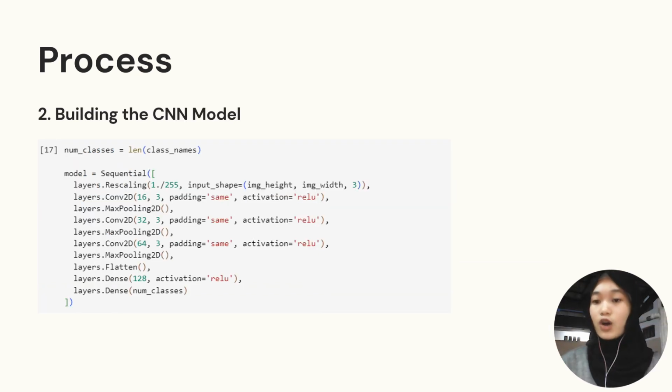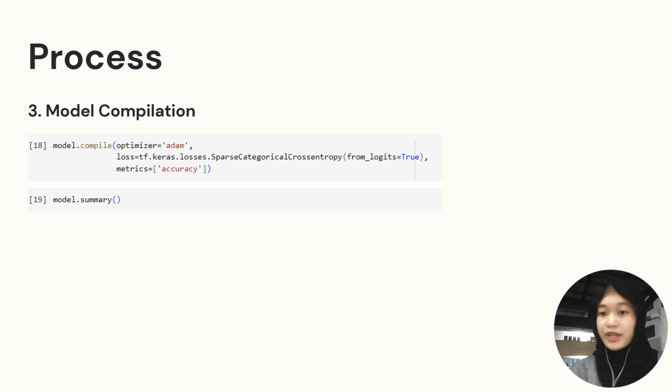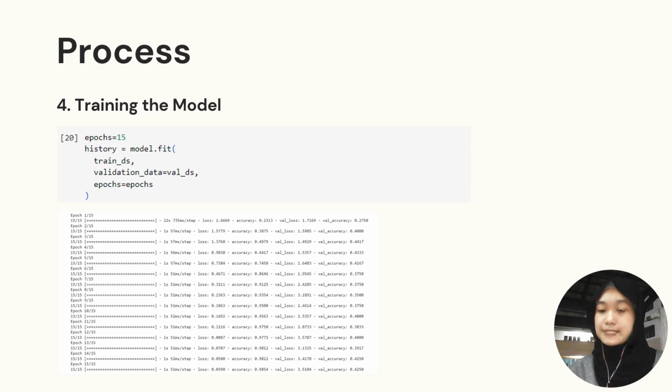Next, we build the CNN model, where it starts with a rescaling layer, then adds several pairs of convolutional and max pooling layers. A flatten layer is used, and 2 fully connected dense layers are added. Next step is the model compilation. The model is compiled with the Adam optimizer, and the accuracy metric is used to monitor the model performance during training.